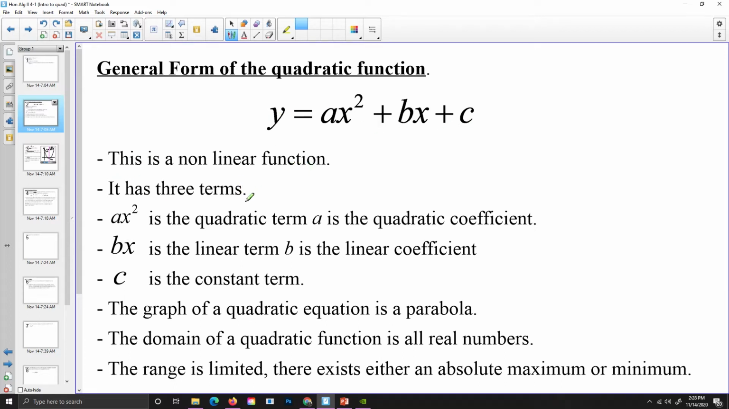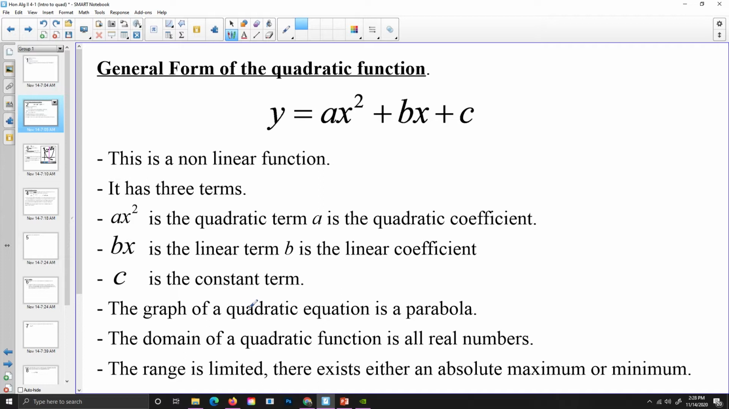It has three terms, and so here is our first term, here is our second term, here is our third term. The ax squared term is called the quadratic term, and a is called the quadratic coefficient. Bx is the linear term, and b is the linear coefficient, and it is the linear term because its degree is 1. And c is the constant term. It's constant because it has no variable x to go with it, and therefore it does not change.